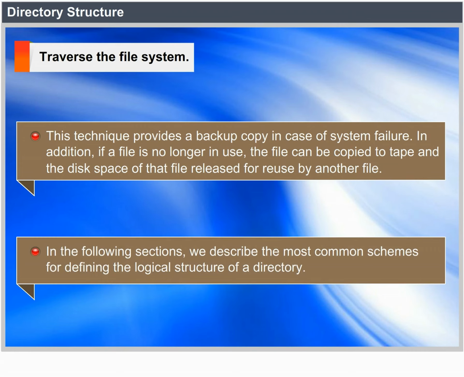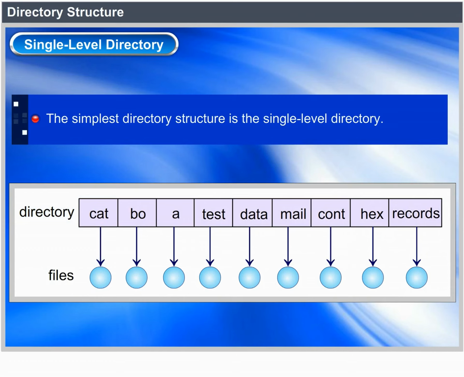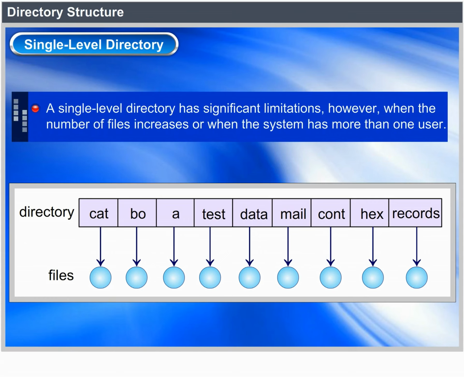Single-level directory. The simplest directory structure is the single-level directory. All files are contained in the same directory, which is easy to support and understand. Figure shows single-level directory. A single-level directory has significant limitations, however, when the number of files increases or when the system has more than one user.